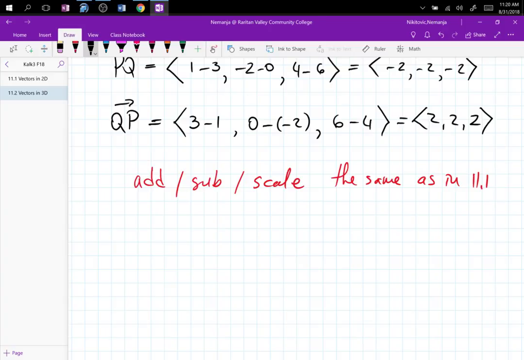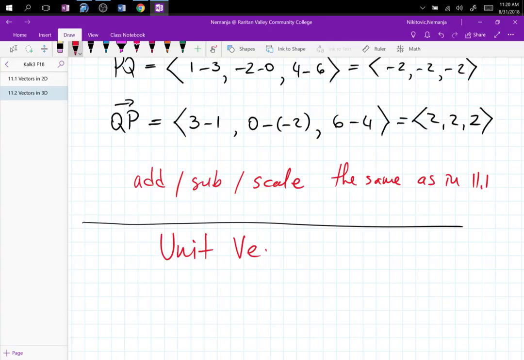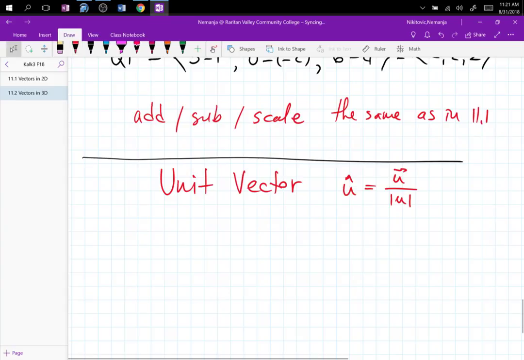What am I going to care about the most? The unit vector, right? So, unit vector is always defined as the vector divided by its magnitude. And I'm serious, learn this formula or quit. Quit Calc 3, you're done.